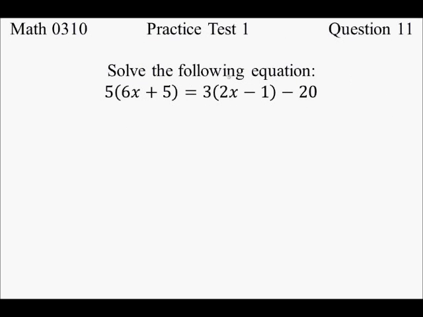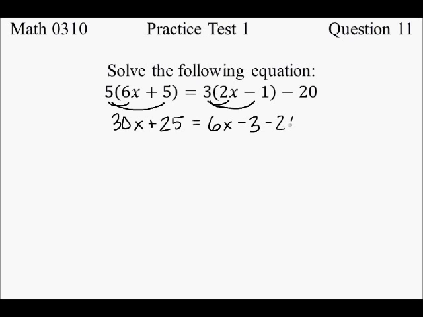Question 11, solve the following equation. 5 times this quantity equals 3 times this quantity minus 20. So we should begin trying to solve for x by distributing into these quantities. So we have 5 times 6x here is going to give us 30x. And then 5 times 5, so we get 25, and they're both positive, so that's a plus 25 there. Now we distribute on the right side. 3 times 2x is going to give us 6x. And 3 times a negative 1 is going to give us, 3 times 1 is 3, and positive times a negative, so it's going to give us a negative there.